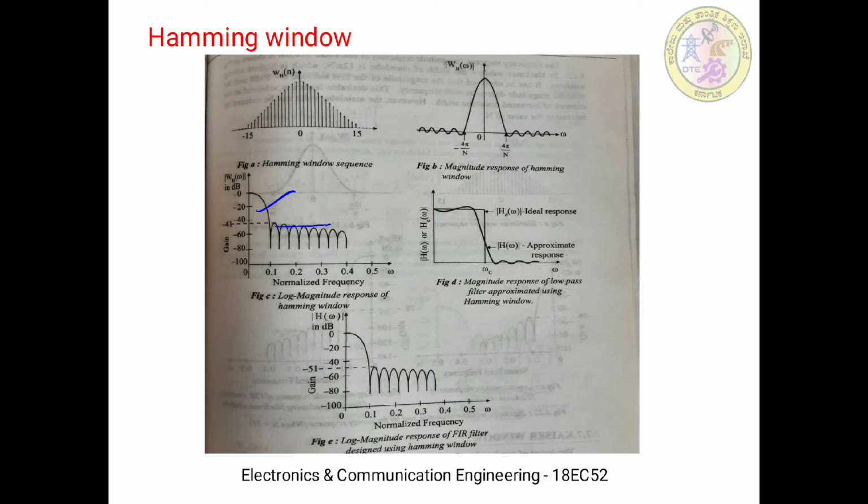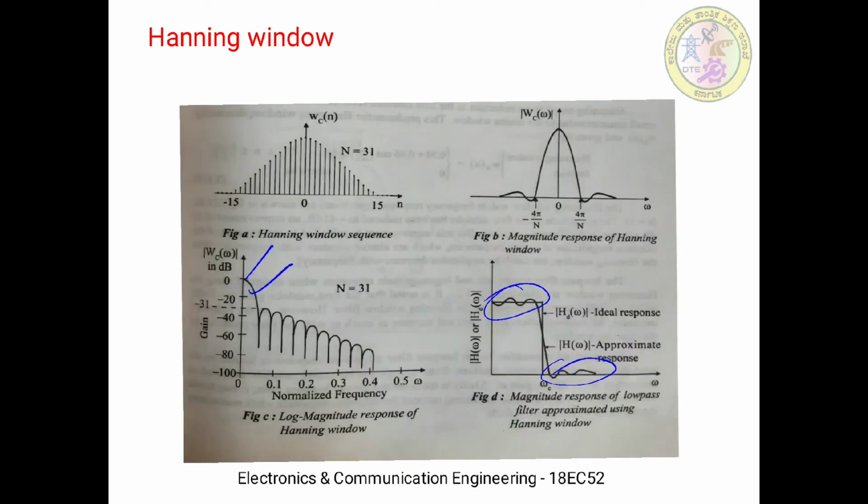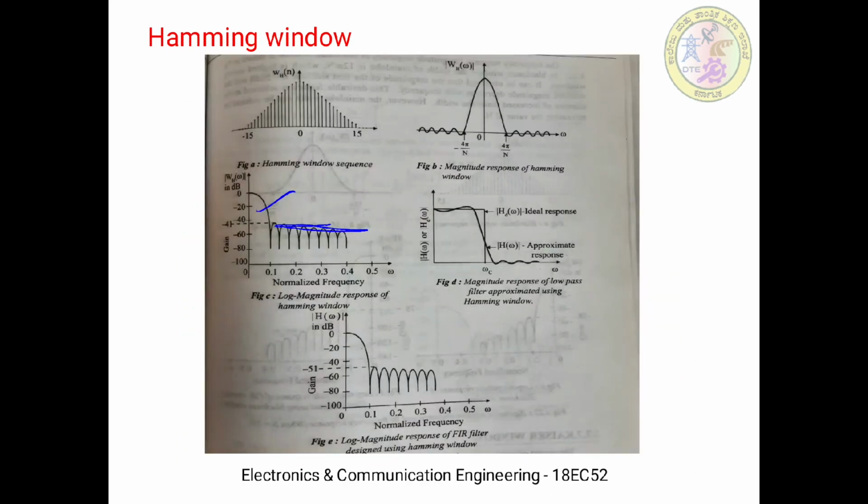But this improvement comes at the cost of the side lobe magnitudes remaining constant at the higher frequencies. This is visible: whatever side lobes are there, their magnitude remains constant as frequency is increased. Whereas in the case of Hanning windows, you can observe that the side lobe amplitudes gradually reduce with frequency. In the case of the Hamming window, the side lobe amplitude remains constant.